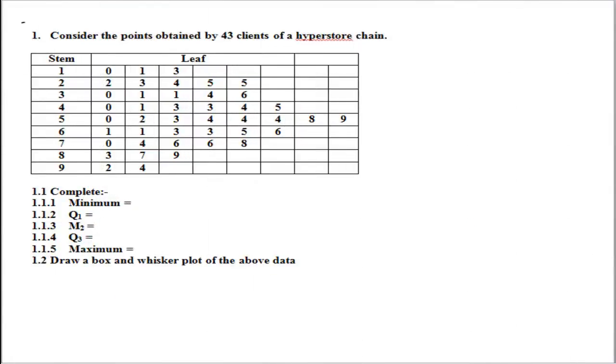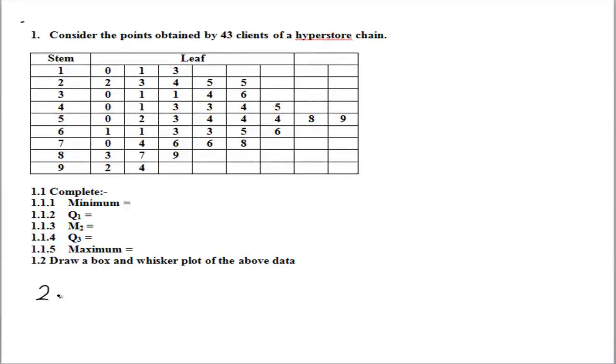The 5-number summary. This is C2 on page 90. Now if you look at the stem, and we've got the leaf on that side, and it's nicely arranged, so it's quite readable and quite fast. Now they consider the points obtained by 43 clients of a hyperstore chain. Now the minimum, can you see the minimum is 10.